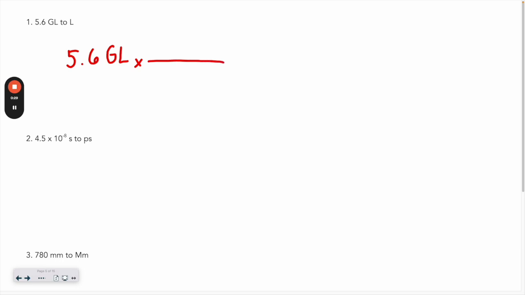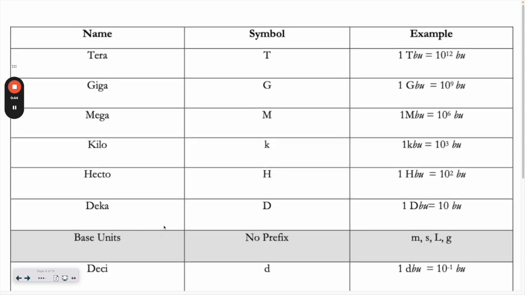So I'm in gigaliters, I wanna get out of gigaliters, so I put that on the bottom, and I wanna get into liters, so I'm gonna put that up top. That's all you have to do. Now I need to figure out the relationship between gigaliters and liters. So I'm gonna go back to this lovely table. My base unit here is liters, and I wanna get into gigaliters. So I'm gonna write out this relationship here.